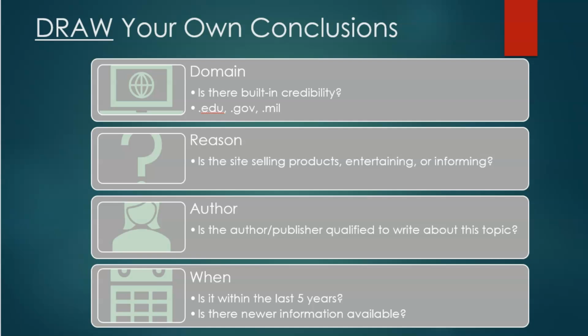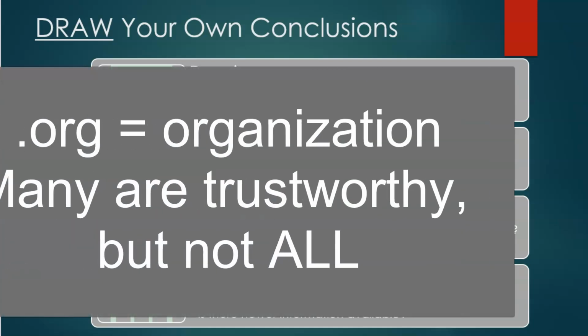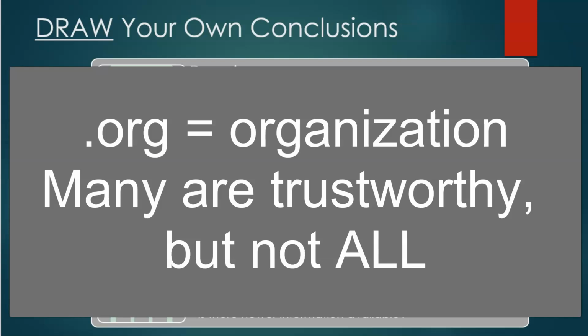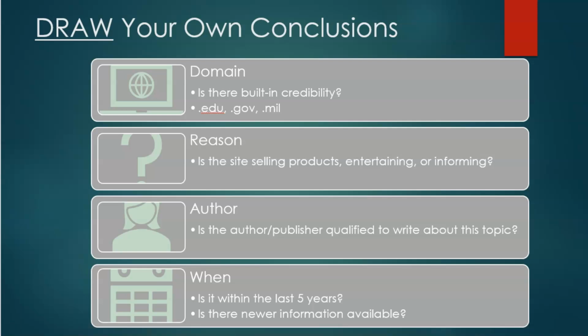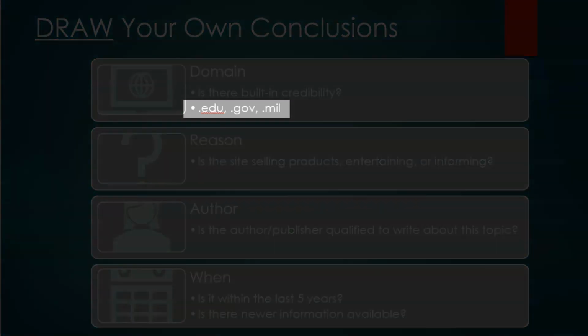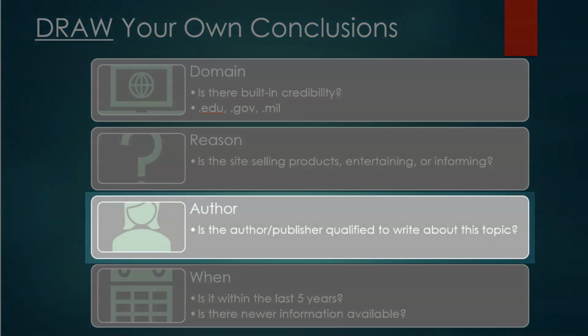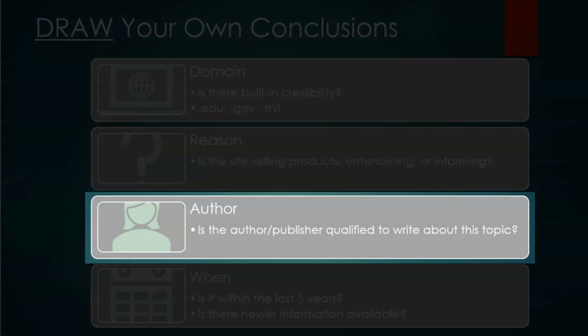You may have noticed that all of my examples of trusted associations had .org domains. A lot of .org websites are trustworthy, but not all of them, so you'll have to decide on a case-by-case basis for .orgs, as well as all of the other domains, other than the 3 we trust, .edus, .govs, and .mils. The A in the DRAW acronym stands for author.